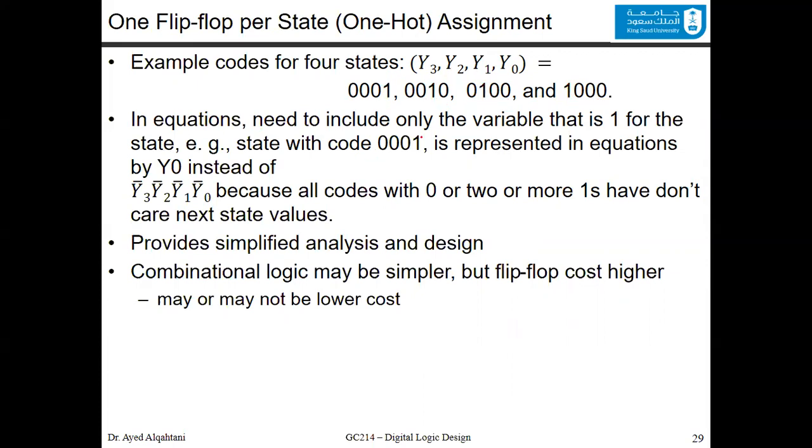So in the equation, you need to include only the variable that is 1 for the state. State code 1000 is represented in the equation by y0, because all the codes with zeros or 2 or more ones we will have as don't care as the next state values. So the code 0000 is not allowed. The code 0110, for example, has two ones, so it's not allowed. Only the codes with a single one are allowed, and we assign them to states. We assign 4 of them to states. Since we have 4 bits, we have 16 different state assignments. We choose 4 of them, and we are left over with 12 unused states.